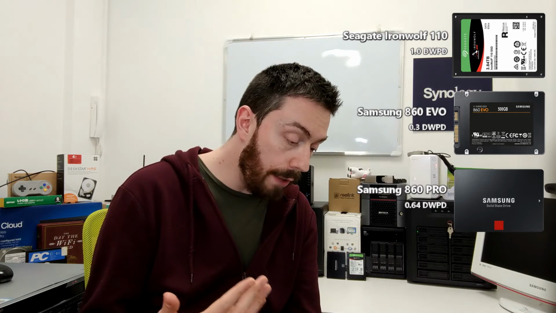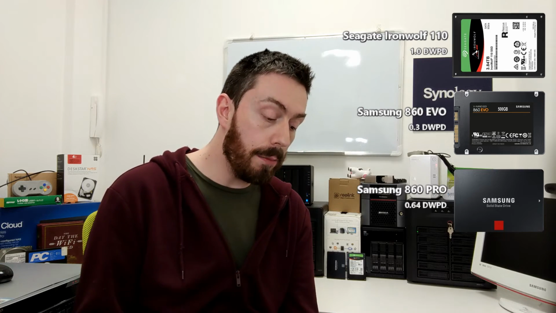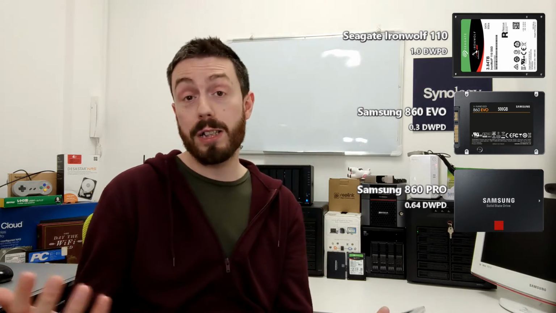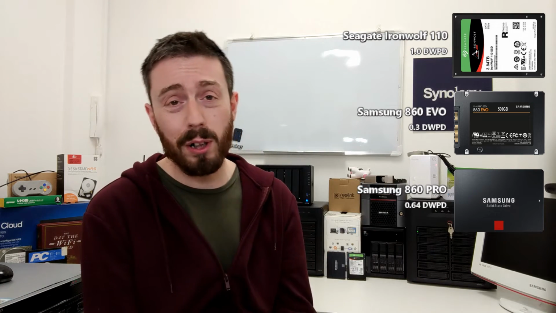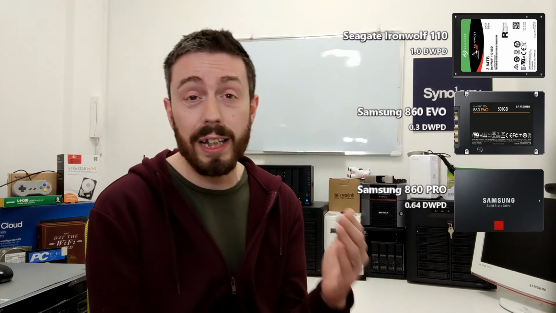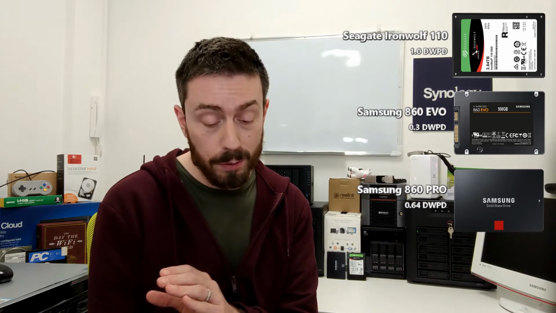And I'm pleased to say that the Seagate drives arrive with 1.0 drive writes per day. So again, do bear that in mind, with the Samsung drives arriving at 0.3 and 0.6 for the EVO and Pro respectively. Now, there are other factors like SSD TRIM, but we're not going to pay too much attention to those because they're not really hugely influential in NAS. And that's what this video is really focused on, these drives being used in a NAS environment.